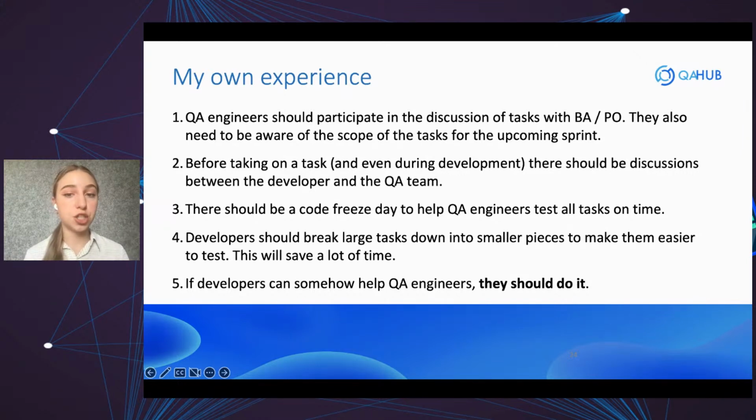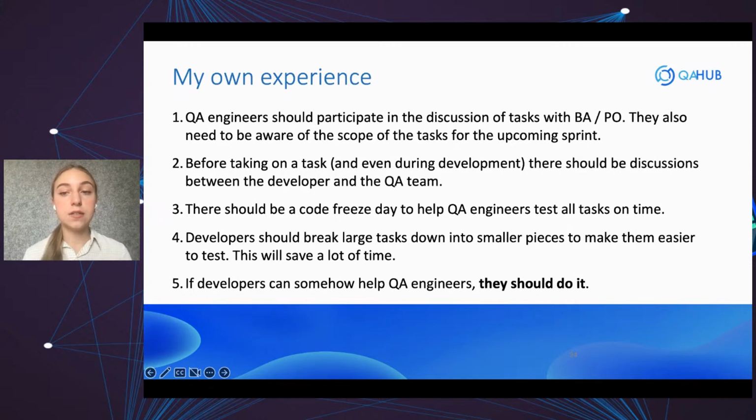We share our vision on the implementation and how it should work for both sides. Thirdly, it's nice to have something like a code freeze day, and I'm not talking about the release. What I mean is to have a code freeze day each sprint to help QA engineers test all tasks on time. For example, if your sprint starts on Wednesday, next Thursday would be a great code freeze day.